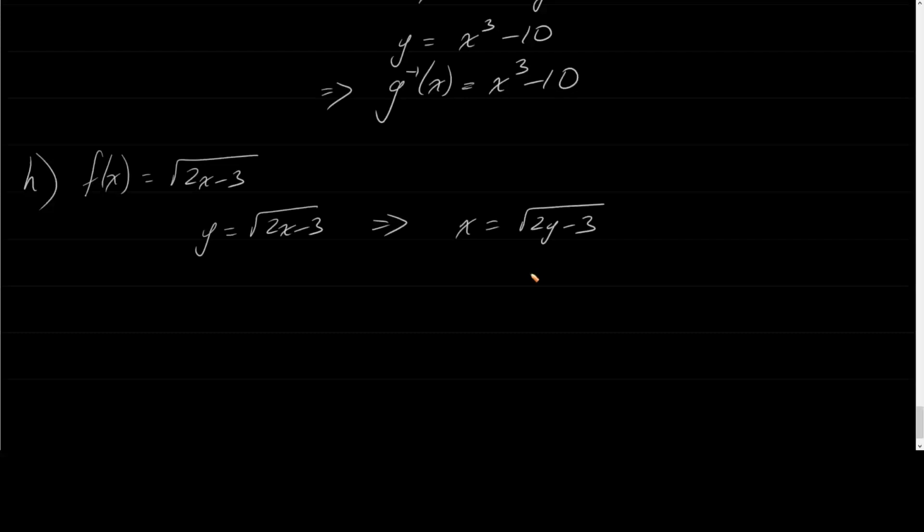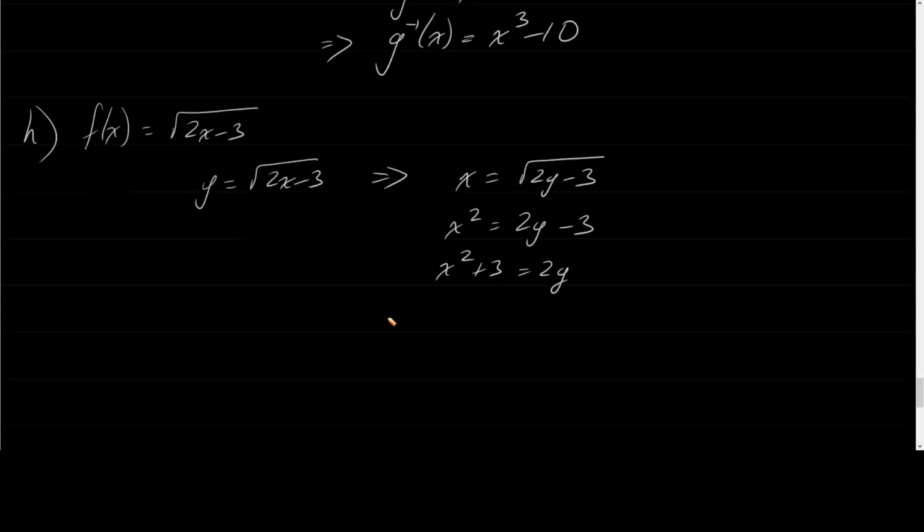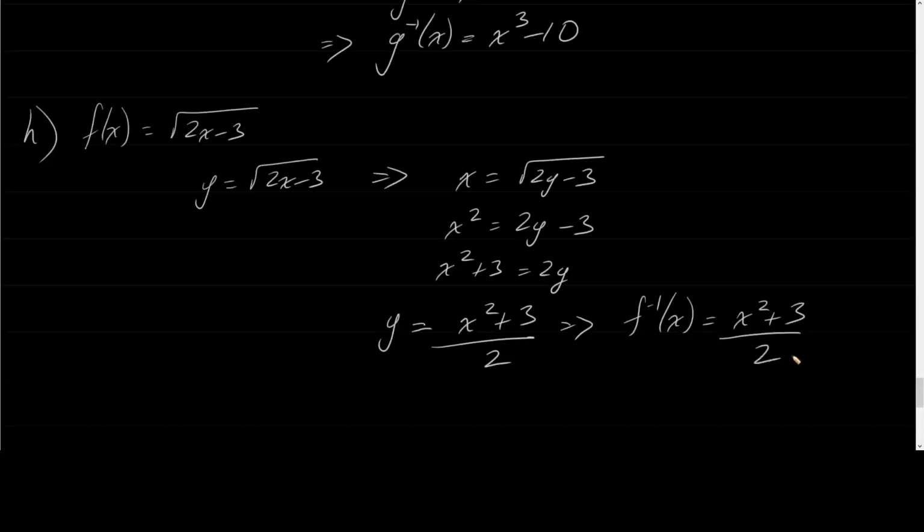So next thing we're going to do is square both sides. So I end up with x squared is equal to 2y minus 3. Add 3 to both sides. x squared plus 3 is equal to 2y. And solve for y by dividing by 2. So I end up with y is equal to x squared plus 3 over 2. All right. And in here, the very last step would be to write it in function notation. So f inverse of x is equal to x squared plus 3 over 2.